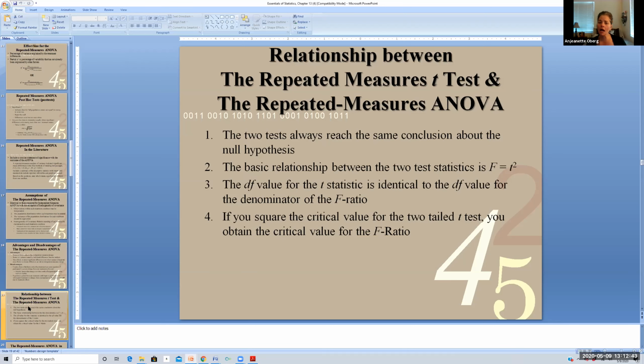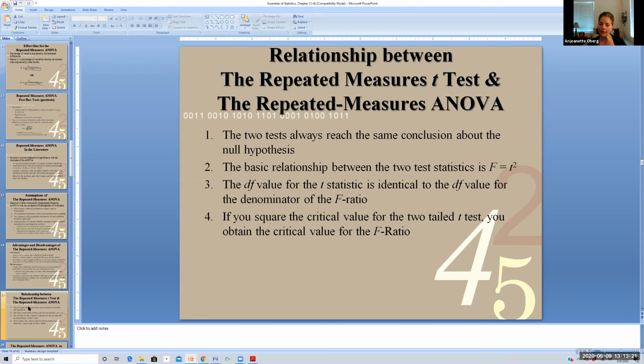Okay, let's talk a little bit about how repeated measures t and repeated measures ANOVA are similar. When we talk about the t-test, obviously we only have 2 conditions. With ANOVA, we're going to have more conditions, but let's say you only have 2 conditions in your repeated measures ANOVA. Your results are going to be the same. If you rejected the null with the t-test, you're going to reject the null with your F-test. So F, remember, F equals t squared. So whatever your t value is, you're going to square that, and that's going to be your F value.